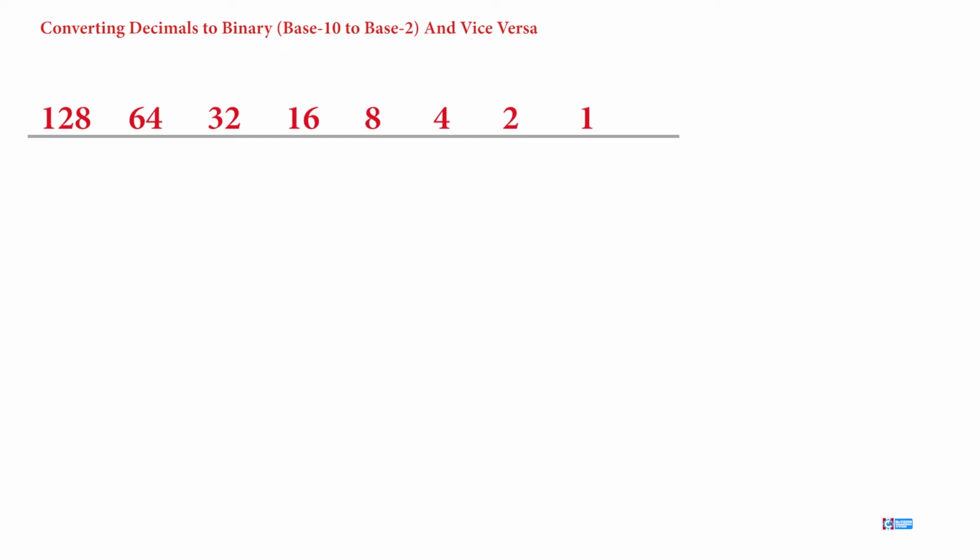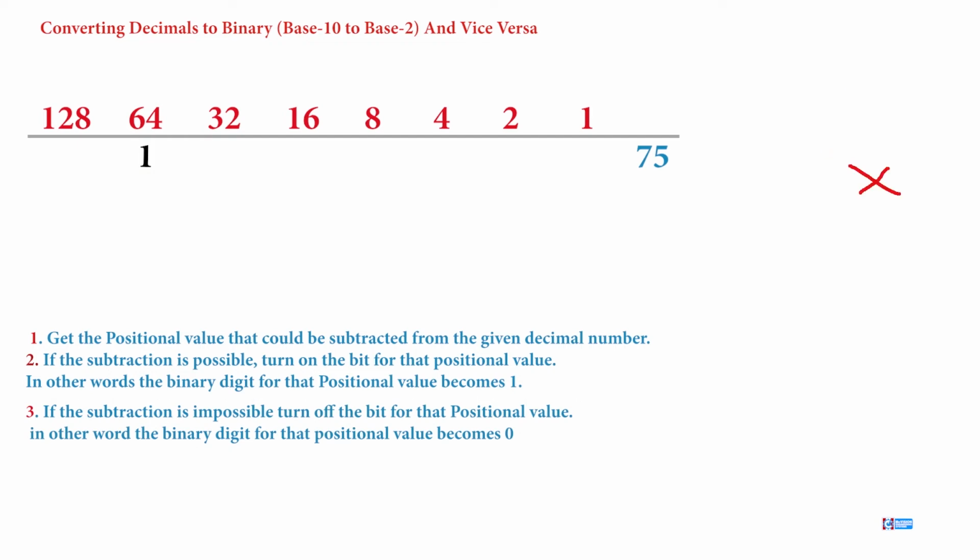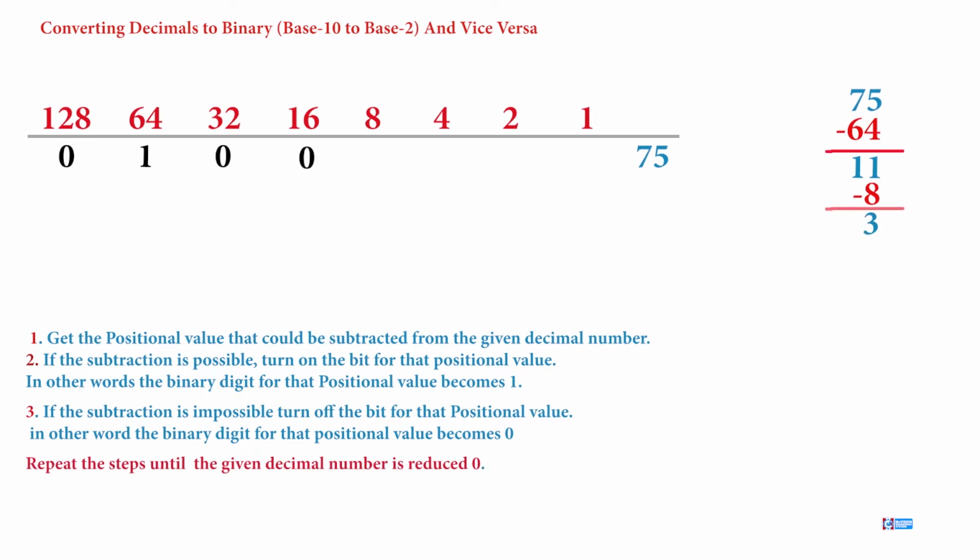Now, let's convert the decimal value 75 to binary digits. To do this, 1. Get the positional value that could be subtracted from the given decimal number. 2. If the subtraction is possible, turn on the bit for that positional value. In other words, the binary digit for that positional value becomes 1. And if the subtraction is impossible, turn off the bit for that positional value. In other words, the binary digit for that positional value becomes 0. Repeat the steps until the given decimal number is reduced to 0.